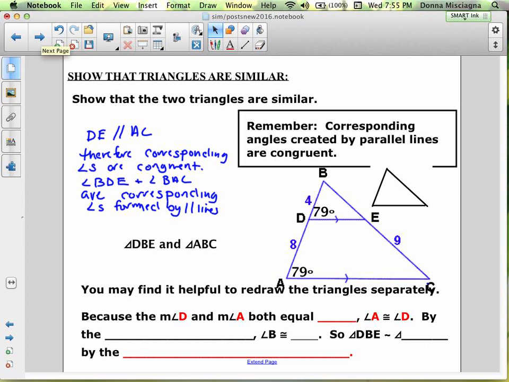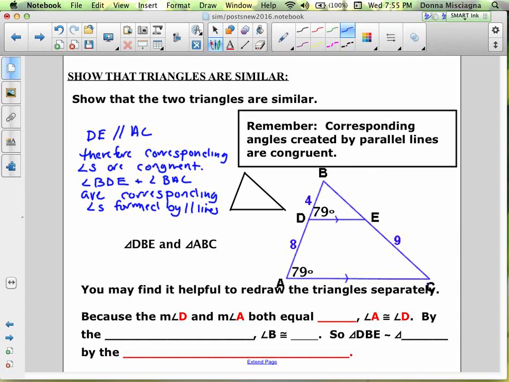All right, so now we want to figure out whether the two triangles, the little triangle, DBE, and the bigger triangle, ABC, are similar to one another. And you may find that helpful to draw them separately. It's a lot easier to work with triangles when they don't overlap. All right, so this is triangle DBE. All right, and now we want to figure out what we know in these two triangles.